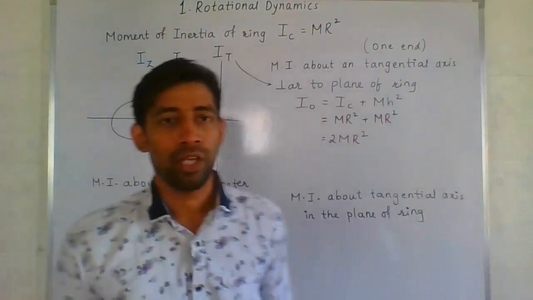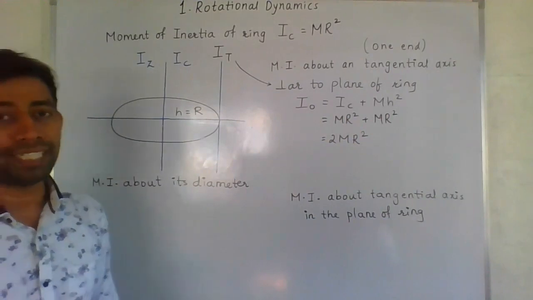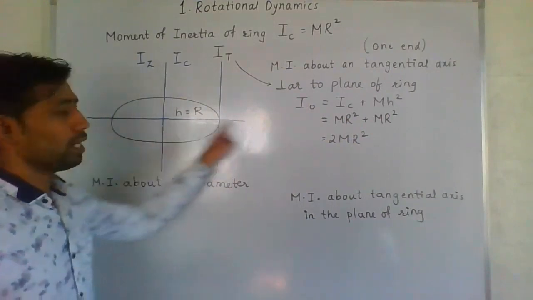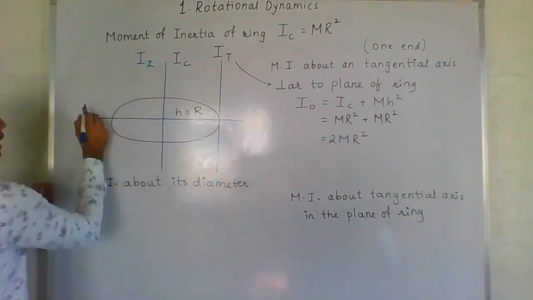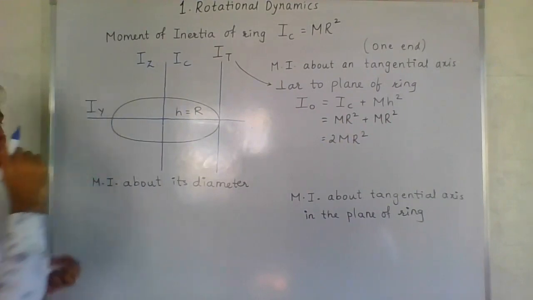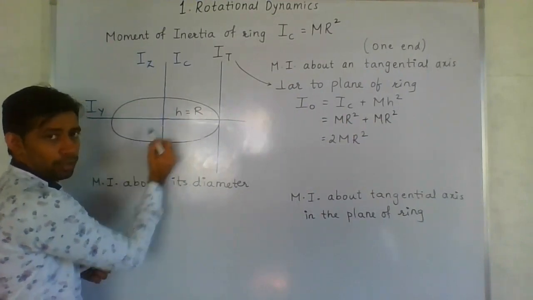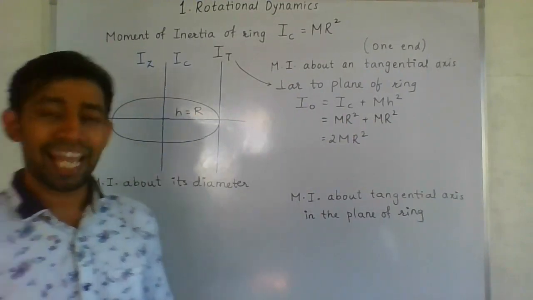Done with one part. Let's go for the second part: moment of inertia about its diameter. So this is the diameter, and this is our y axis. The moment of inertia about the y axis is I_y. Similarly, here I can draw another diameter, which will be called the x axis.